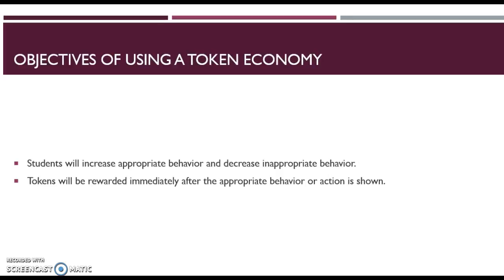There are two different objectives that I put for using a token economy. The first is students will increase appropriate behavior and decrease inappropriate behavior. The second is tokens will be awarded immediately after the appropriate behavior or action is shown. If feedback isn't given immediately, then students might get confused on why they're receiving the token. But when students are given the token immediately after they show the desired behavior or action, then they know specifically what they are being rewarded for. And they know that if they continue to show that behavior, they will be rewarded again.